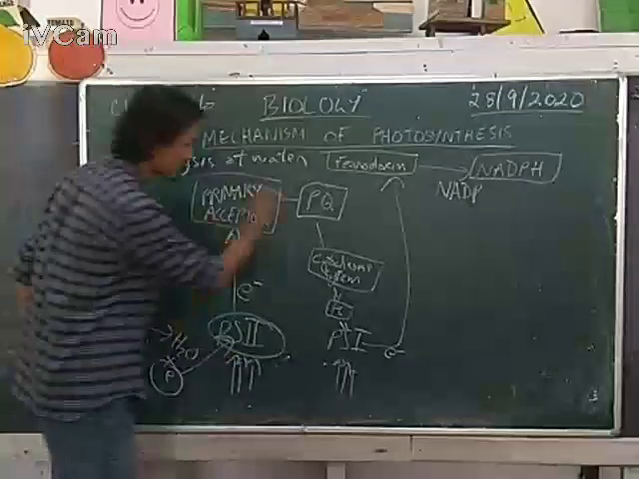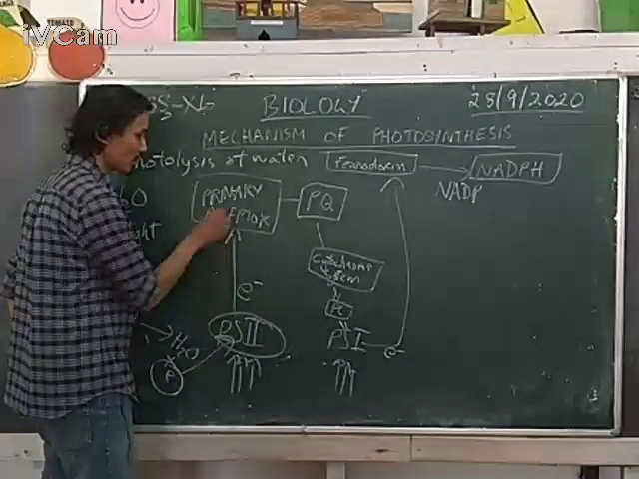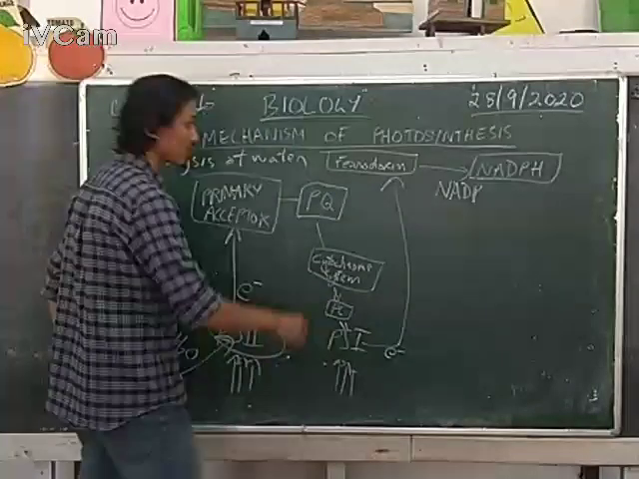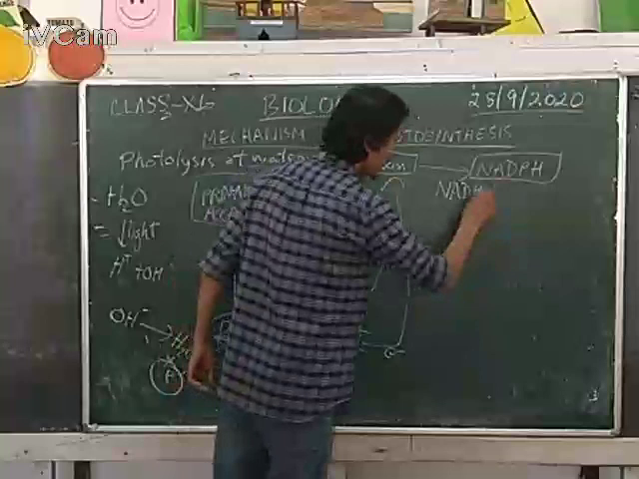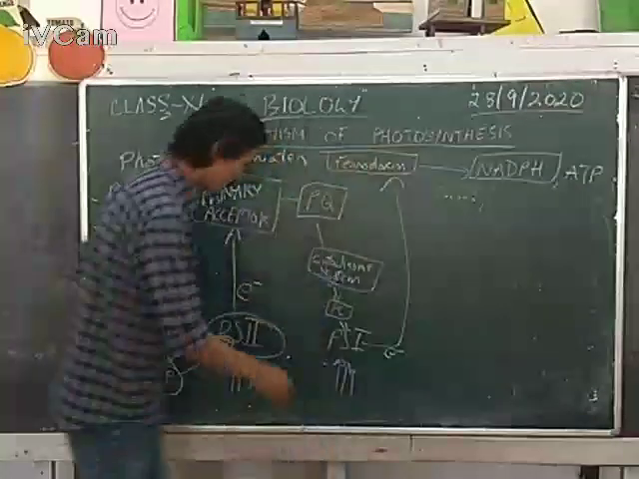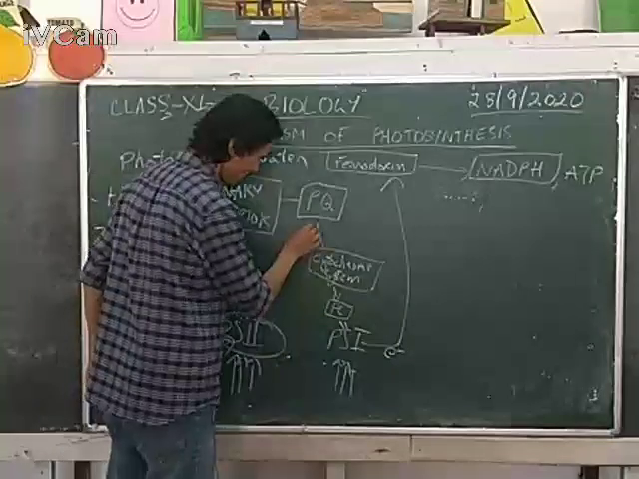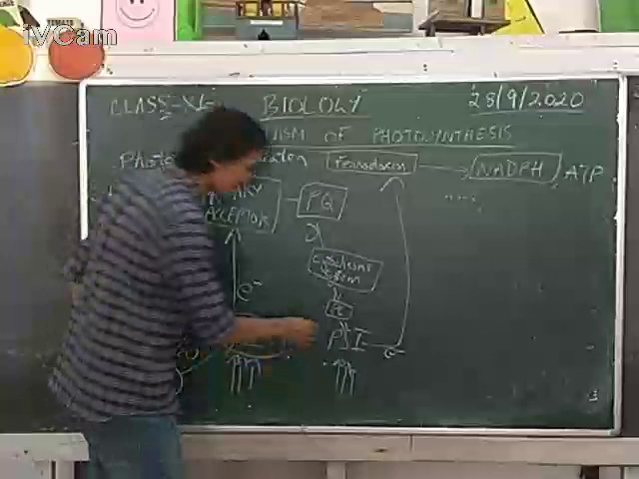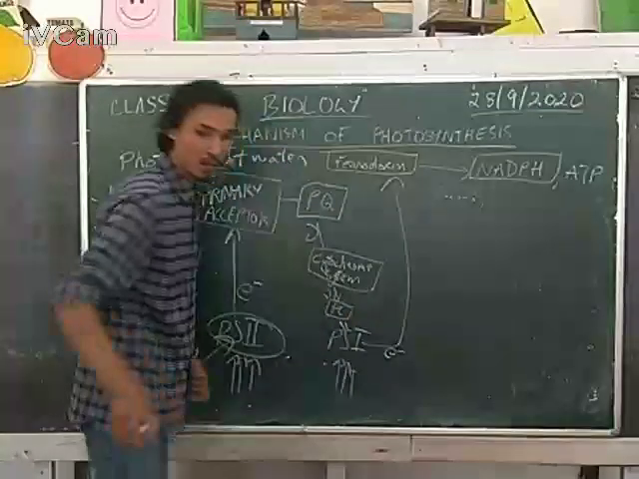So these are the series of electron transfers which involve the primary acceptor, plastoquinone, cytochrome system and plastocyanin, leading to the formation of NADPH and ATP. ATP is generally formed when an electron is transferred from plastoquinone to the cytochrome system and from the cytochrome system to PS1.